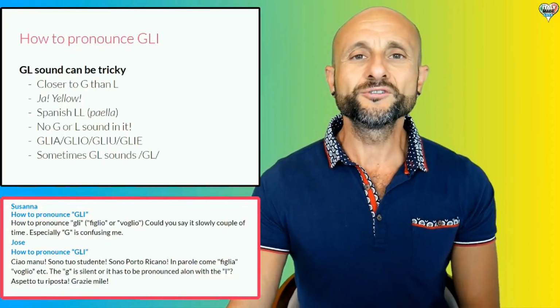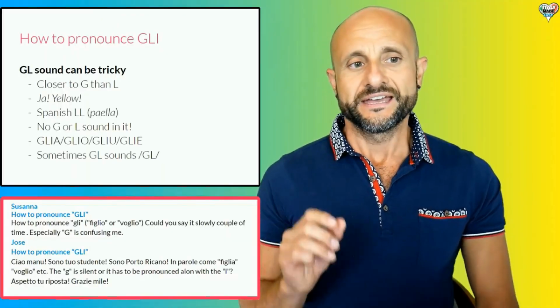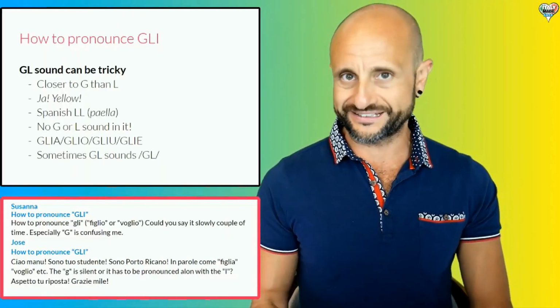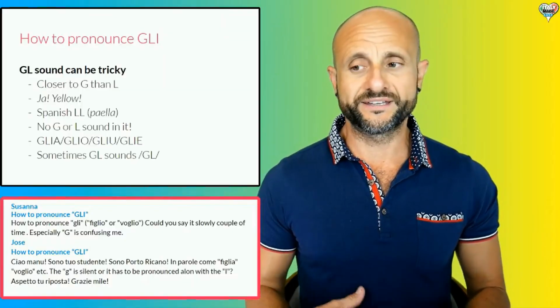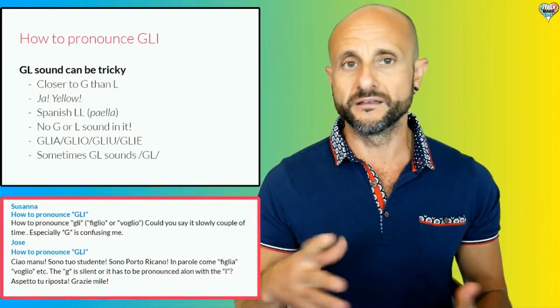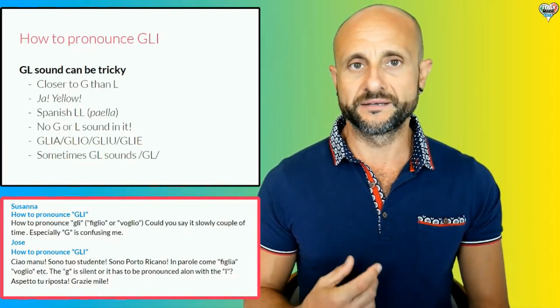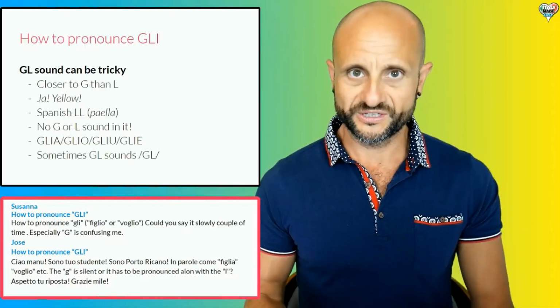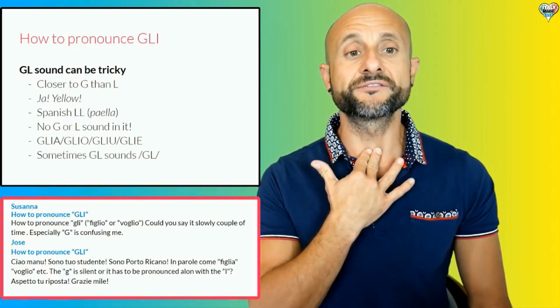So, how do you pronounce the GL in Italian? It's a very tricky sound, and it's usually not explained correctly, because if you look it up, you will find that the way they tell you to pronounce the Italian GL sound is by doing a stronger L, like in million, but it's not.